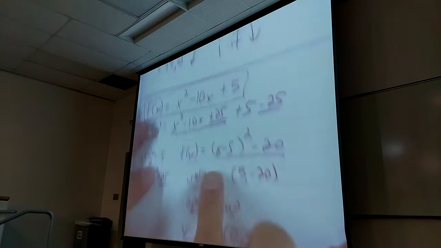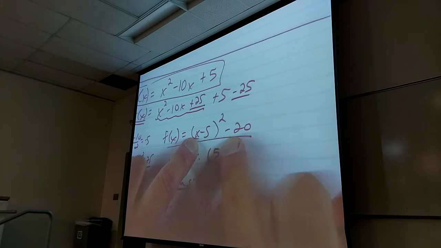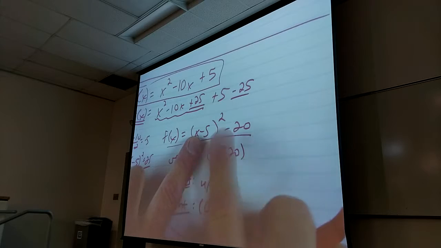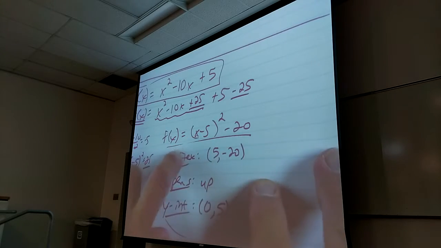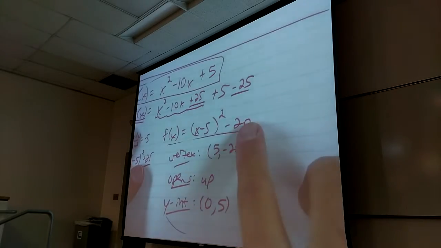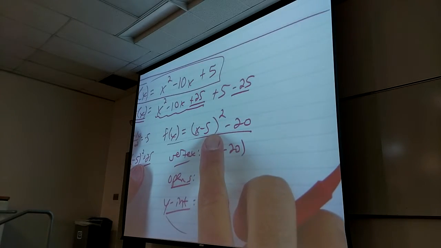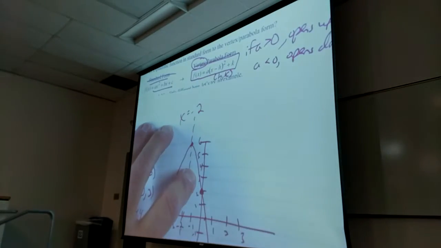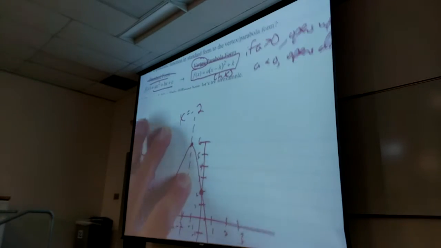It wants me to put it in the form of something factored plus or minus some other piece. This is not factored. This is something minus something. It isn't factored, but I factored a piece of it so that it went into this form. Because if it's in this form, I know the vertex, which is arguably the most important point.